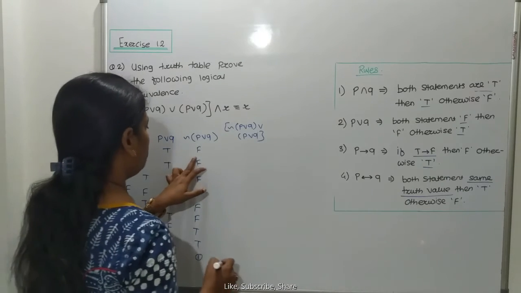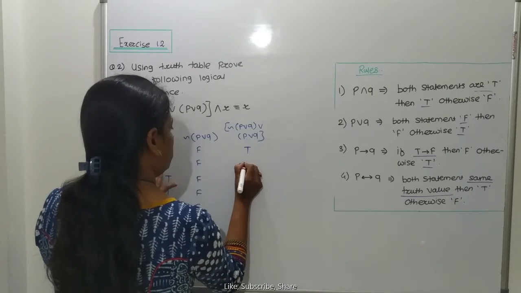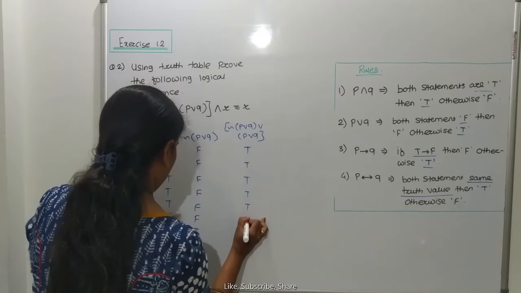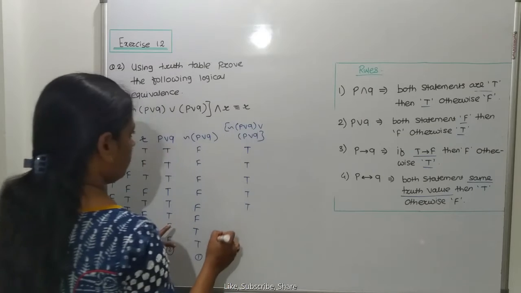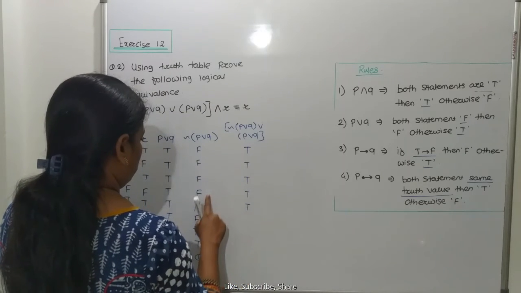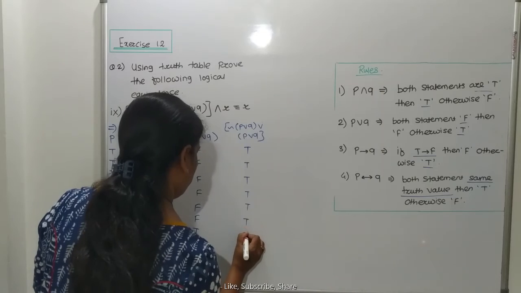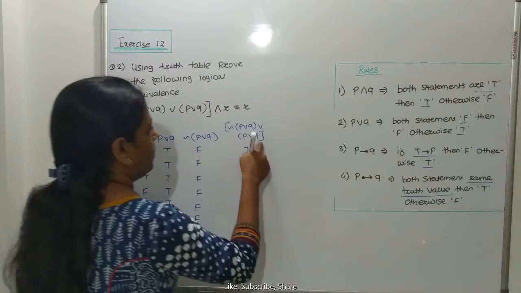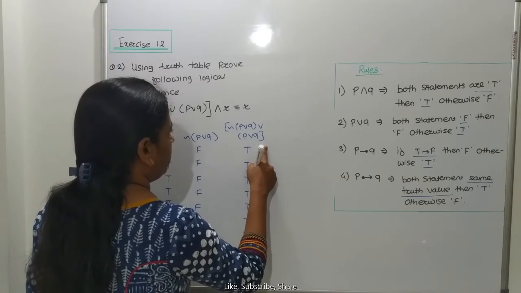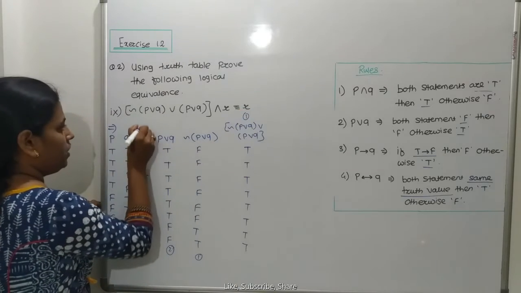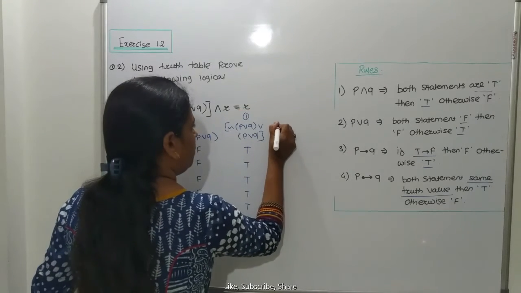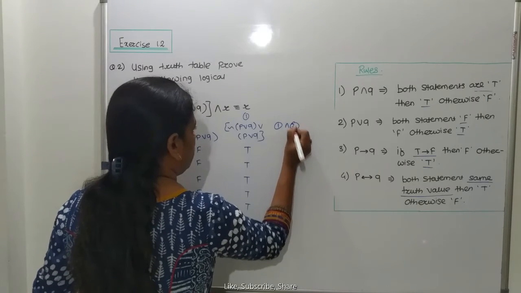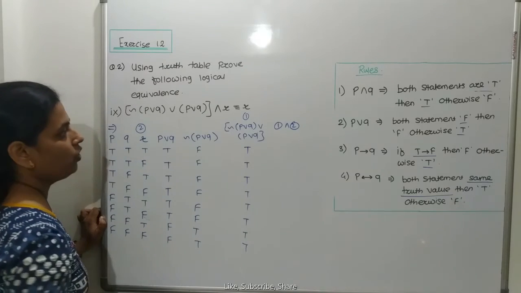Clear? So true, false, true, false, true, false, true, true is there, false, true. False, true, false, true, false, true, and true. That means all the values are true here. Then you have to perform AND operation with this one. Suppose this one is 1 and this one R is 2. So we have to perform 1 and 2.